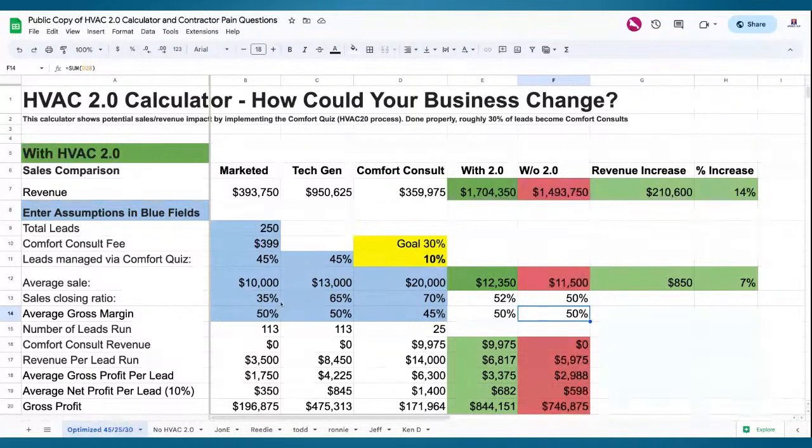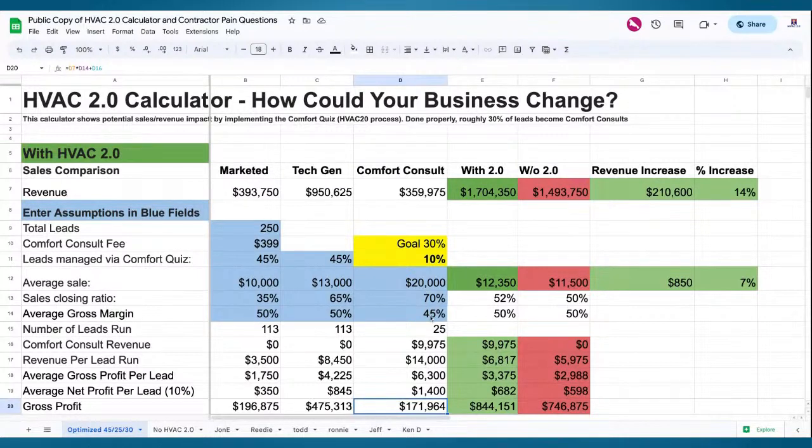You get to see what happens. Then it splits it out to see the number of leads run: out of 250, 113 are marketed, 113 are tech gen, 25 here. And I do wonder where this is going in. So that's adding those up.